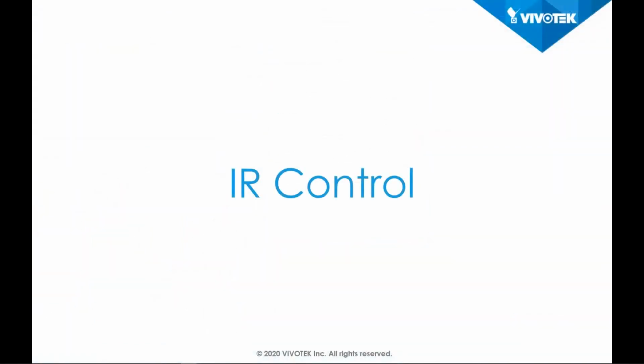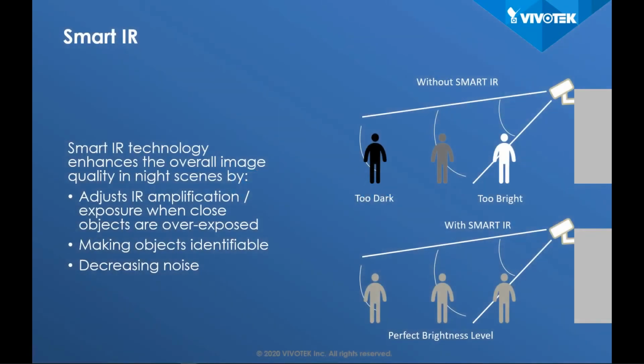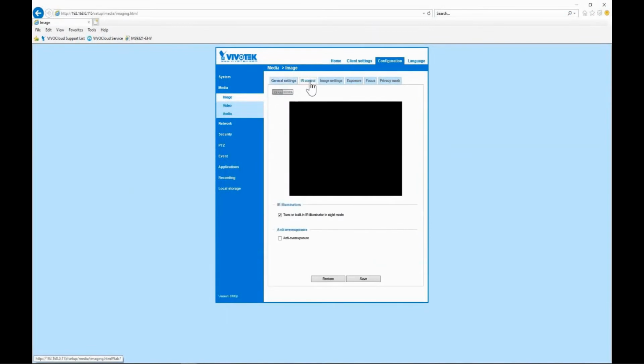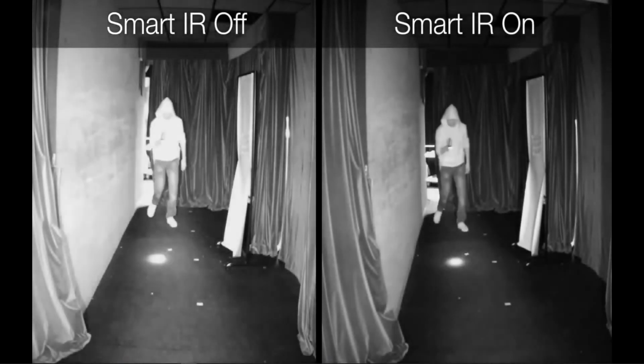The next technology we'll go over is Smart IR. This will help enhance your image for night scenes. This technology automatically adjusts the IR amplification whenever an object gets too close. To make changes to this, we can go under Media, Image, IR Control, and then we can turn on and off that anti-overexposure or our Smart IR. Let me show you a demo of this feature working.